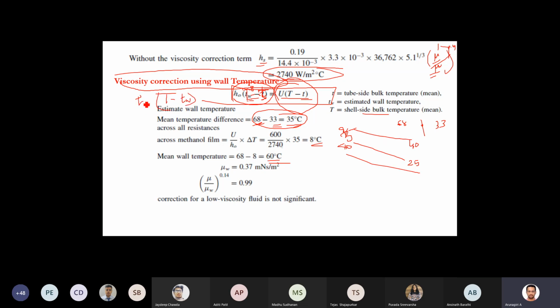TW into h naught. Because the profile, you know, this is the shell side fluid temperature. This is the tube side fluid temperature. This is the wall. So the temperature profile will be like this. Okay. So this can be 60 degrees centigrade.